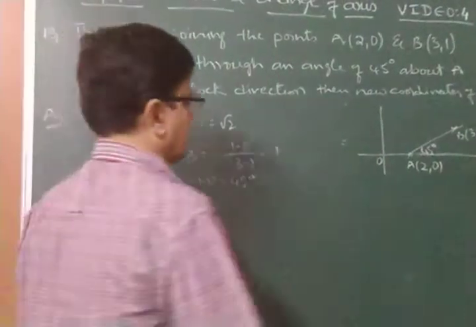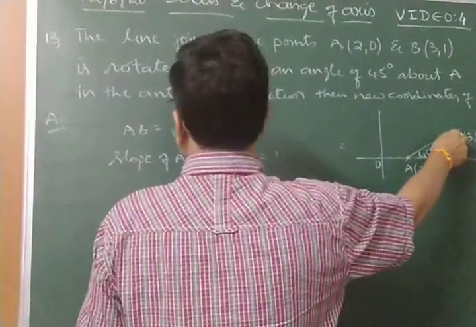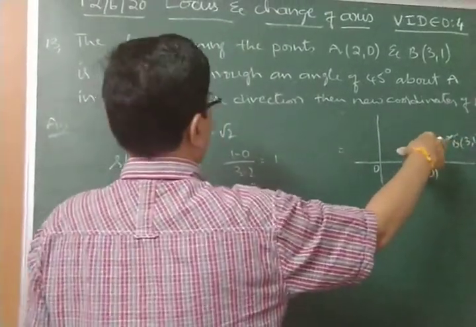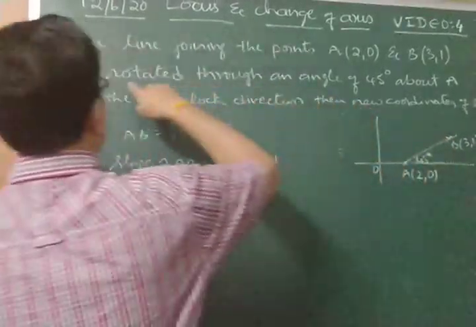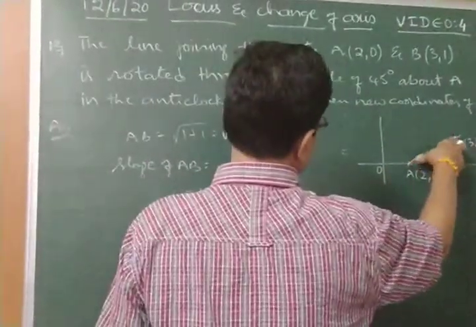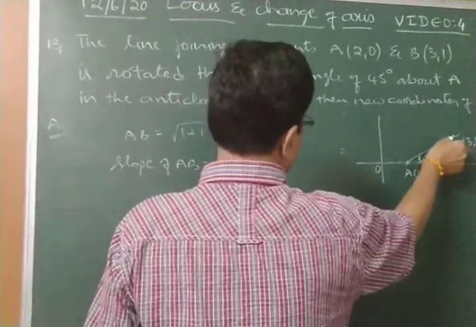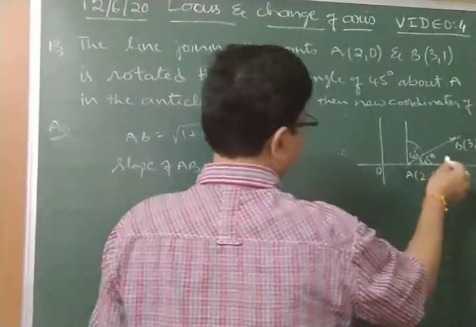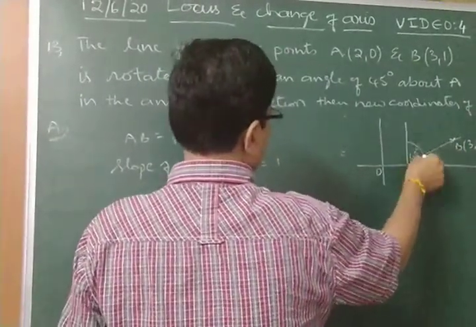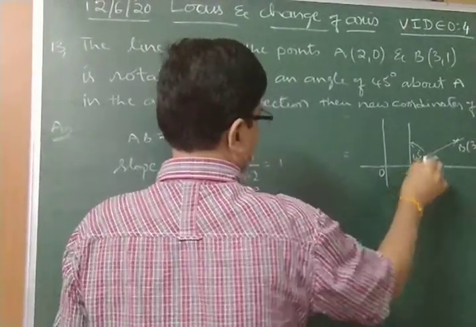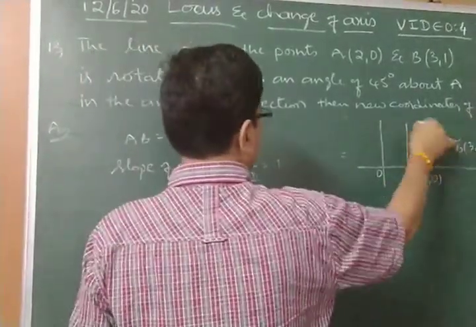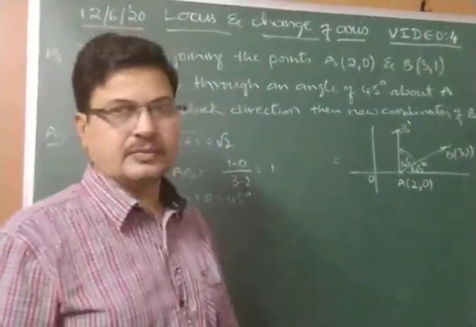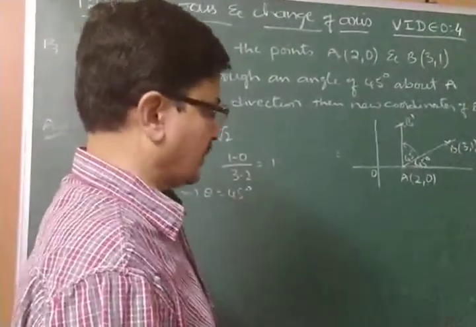Now the line is rotated through an angle 45 degrees about A. That means the line moves like this. This is also 45 degrees. Given AB moves 45 degrees in anti-clockwise direction about A, that means B comes to this point B dash. What are the coordinates of B dash? That is the given problem.